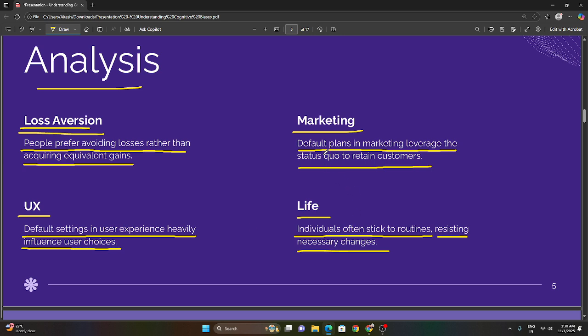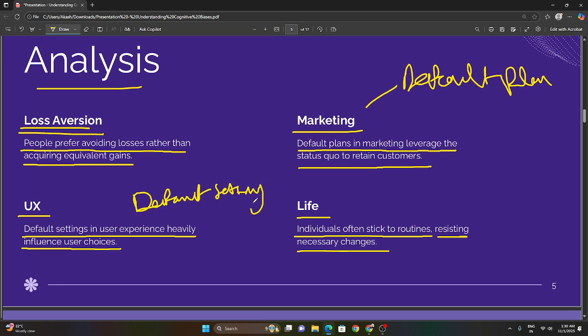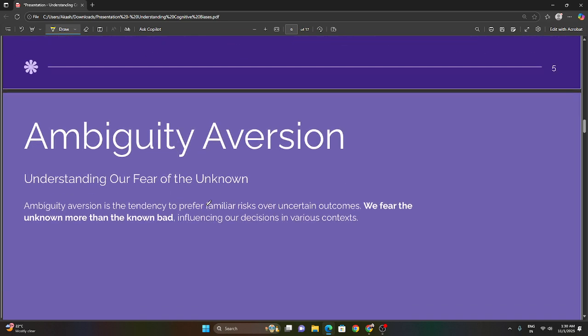In marketing, customers stick with the default plan. In UX, default settings always dominate the new ones for the users who are already using that particular application. Change feels like a loss even when it's a gain. People stay in a job or routine long after they stop serving them. That's the thing, guys.